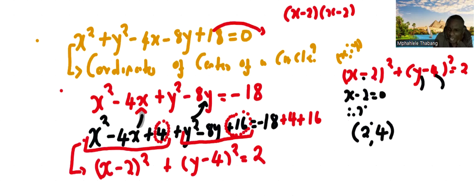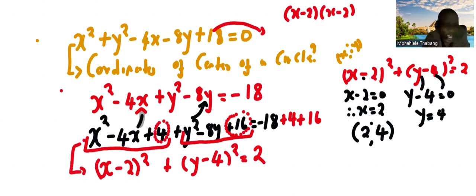So this is the x coordinate at the point of the center of a circle. I think this is actually a safer approach. You take y minus 4, you equate it to 0. y equals 4 is the y coordinate at the center of a circle. So you must be able to find the coordinates of the center of a circle by completing the square.